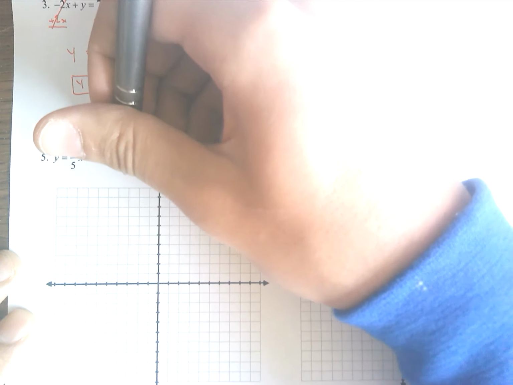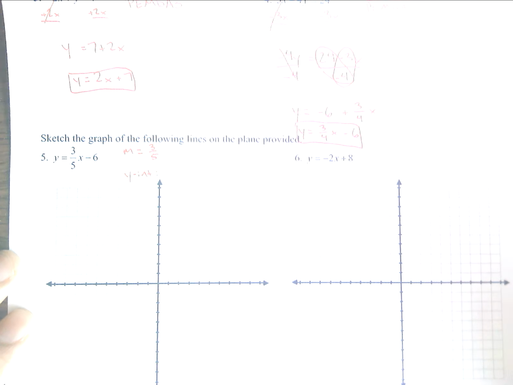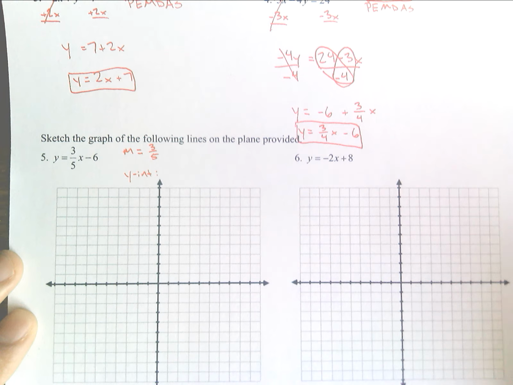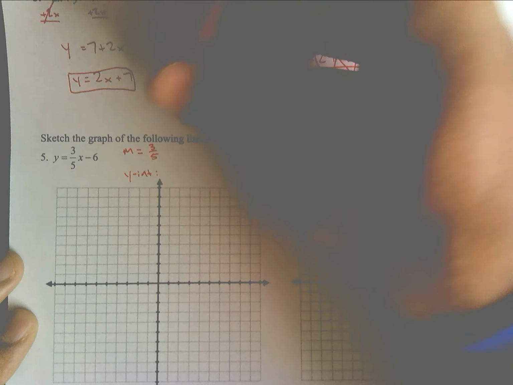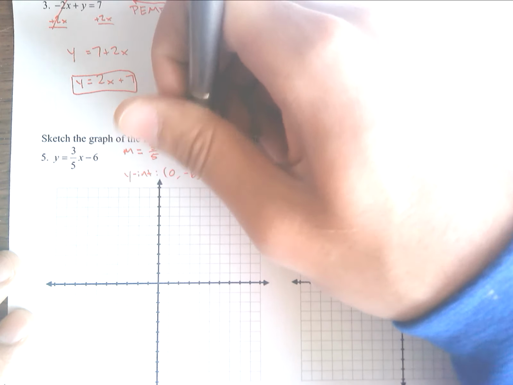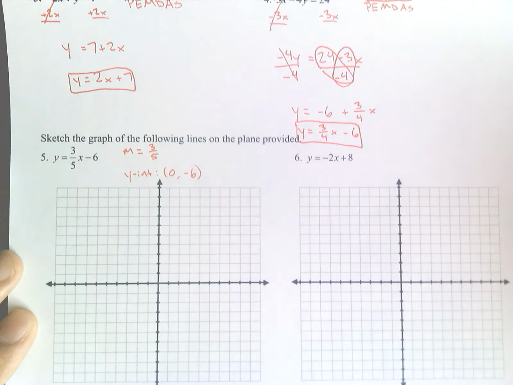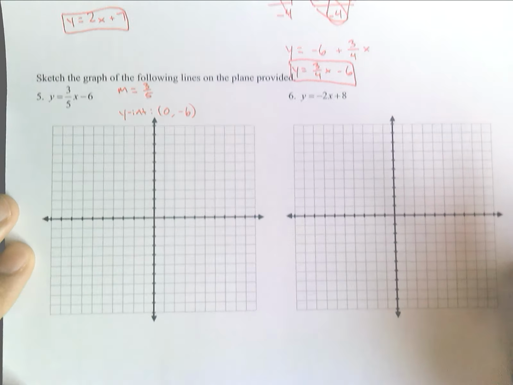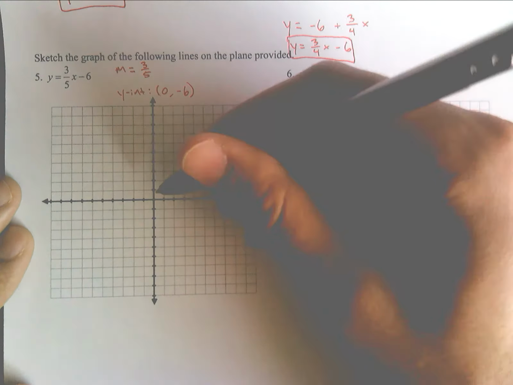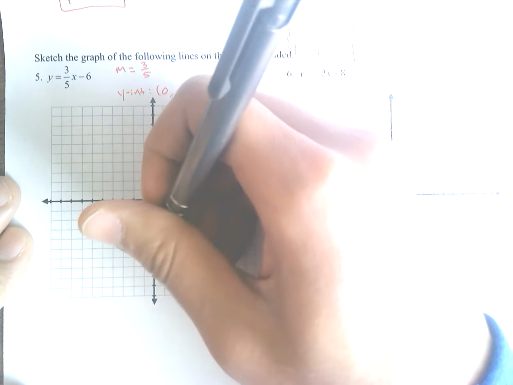Our y-intercept is that number tacked on at the end. So in this case, we have minus 6, so our y-intercept is negative 6. As an ordered pair, we have the coordinates 0, negative 6. And I like to write my y-intercept as an ordered pair. To graph this line, we first plot our y-intercept. So on our y-axis, we count down 6. 1, 2, 3, 4, 5, 6. And we plot the y-intercept.